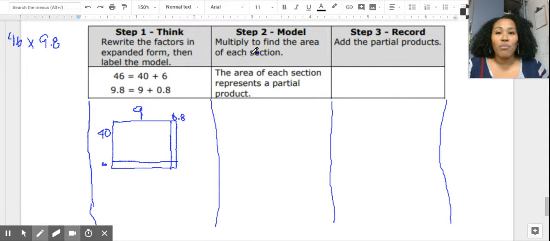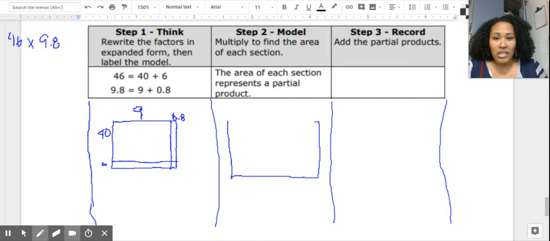Step 2, now we're going to model. Multiply to find the area of each section. The area of each section represents a partial product. That sounds familiar. So here we are now going to recreate what we just did in step 1. I have a 40 here and a 6 down here. Then I have my 0.8 here. Remember, that is a 0.8. It's hard for me to get that decimal in there. And then I have my 9 here.